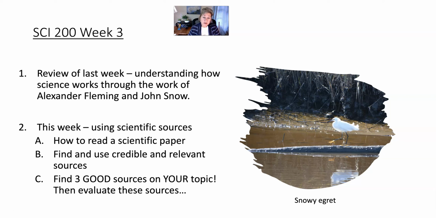So last week you learned about how science works, and you did that through a couple of examples. Alexander Fleming, the famous microbiologist, and how his work with Staphylococcus aureus, staph bacteria, and then him seeing an accidental introduction of a fungus, Penicillium notatum, to one of his plates, his petri dishes. He saw that there was an area of inhibition around this fungus or mold where the bacteria couldn't grow.